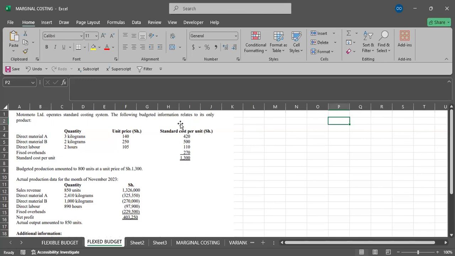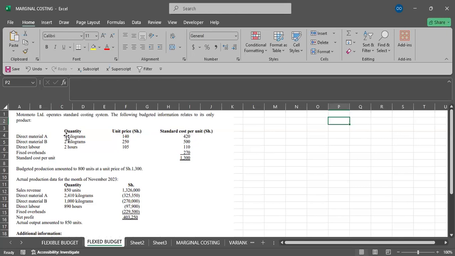So we have these expenses that have been incurred. For them to produce this particular product, they need 3 kgs of direct material A. And each kg of material A is equal to 140 shillings. So when you take 140 multiplied by 3, it is giving us 420. That is the cost of direct material incurred to produce 1 unit of their final product.